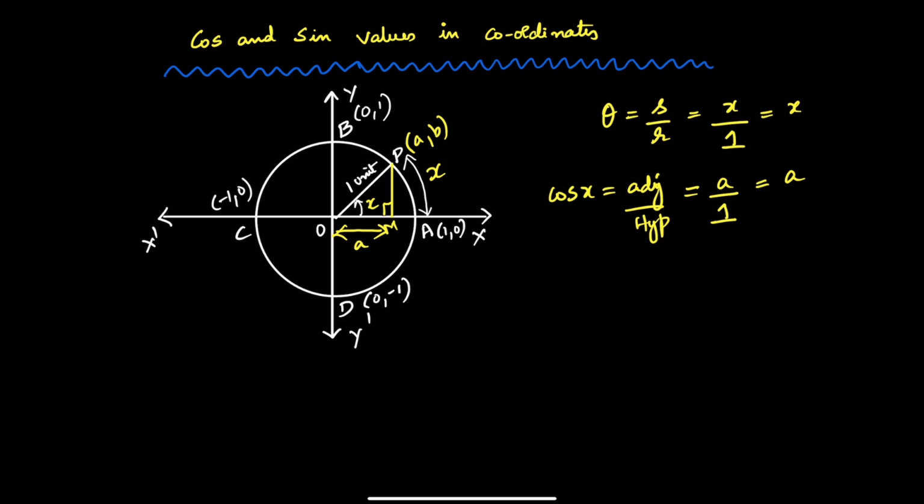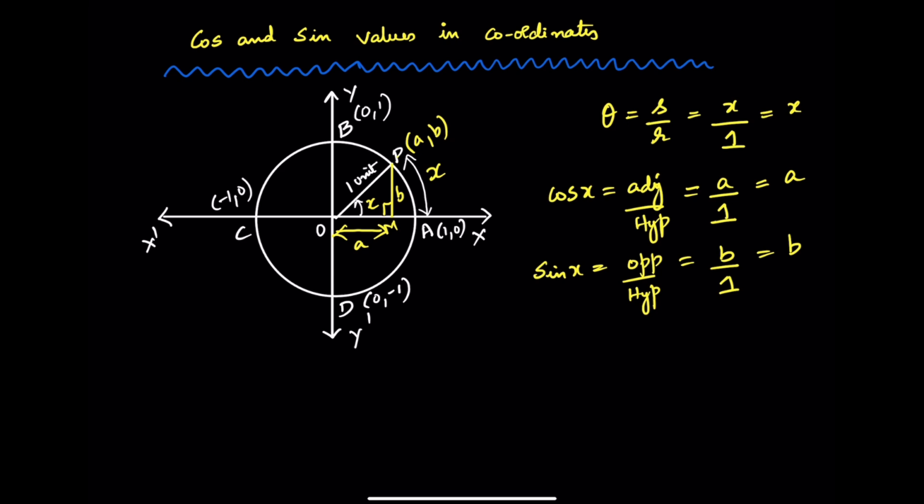Now what would be sin x? The definition of sine is opposite by hypotenuse. What would be the opposite side of x? It would be PM, and the length of PM is b because that's the y coordinate. So b by hypotenuse, which is again 1. So sin x is b.